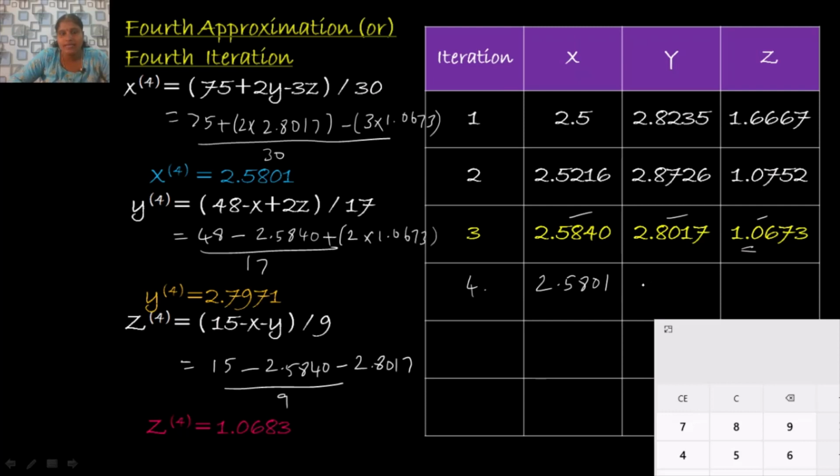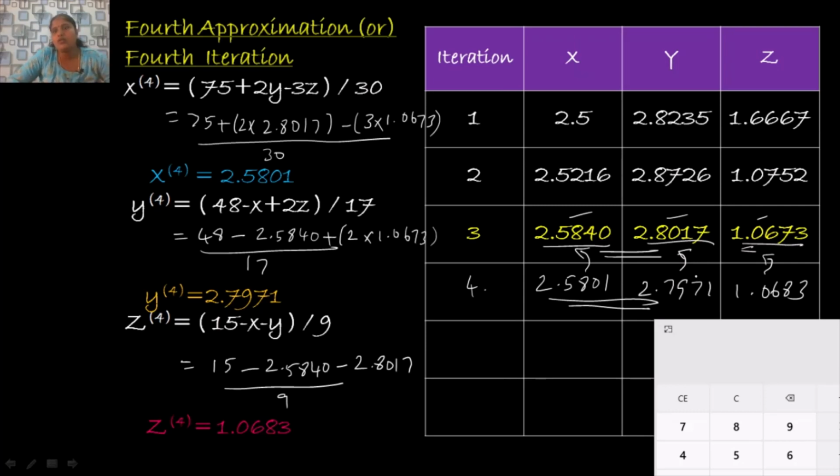So in the fourth iteration you get the value of x as 2.5801 and value of y is 2.7971 and z is 1.0683. So here itself you have to compare this current iteration value with the previous iteration values of x, y, z. So here x, y, z is not coincide with up to 4 decimal places, doesn't coincide, isn't it?